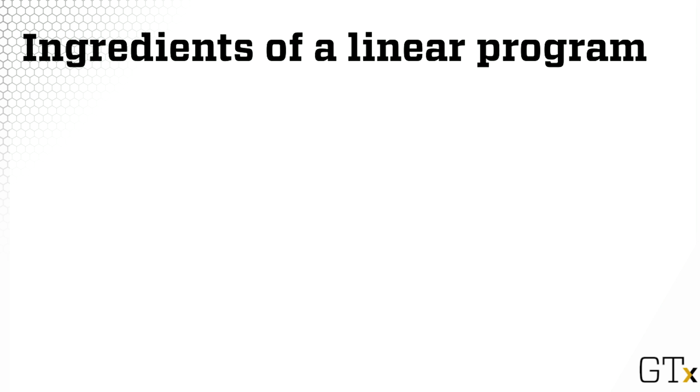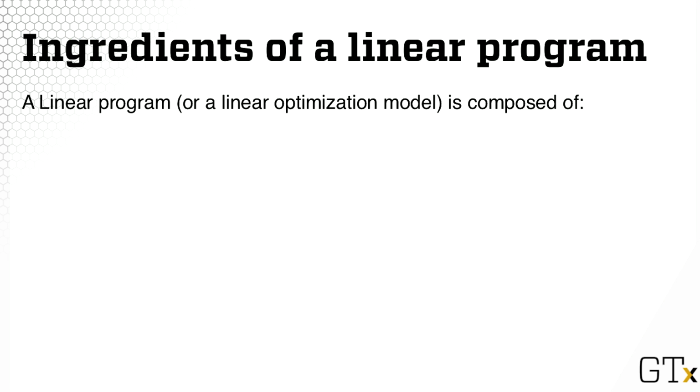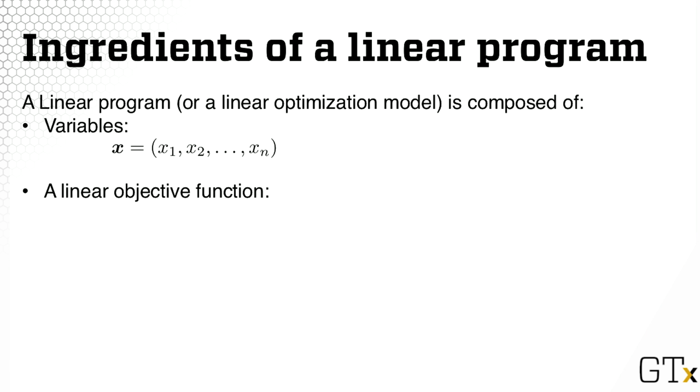Okay, let's look at the ingredients of a linear program. A linear program, sometimes we also call it a linear optimization model, is composed of, first, variables. Usually we write the variables x in boldface as a vector of n components, x1, x2, up to xn. n is called the dimension of the problem, meaning how many dimensions of variables we have.